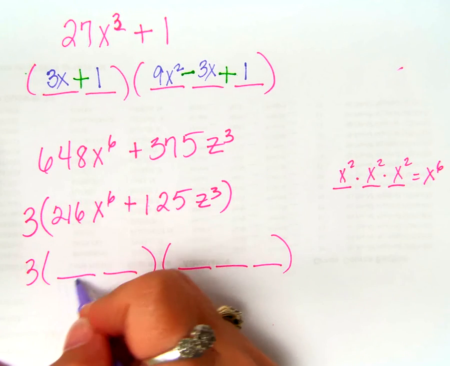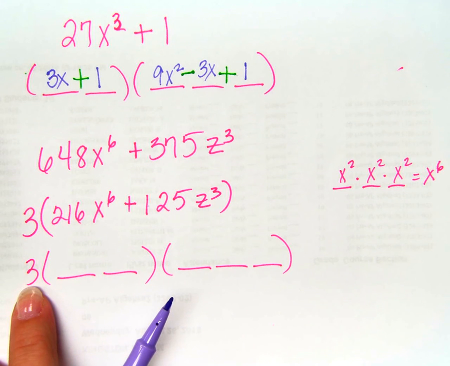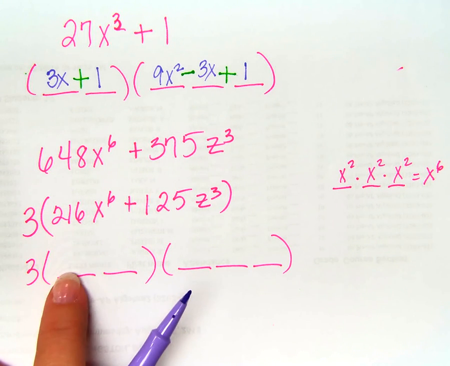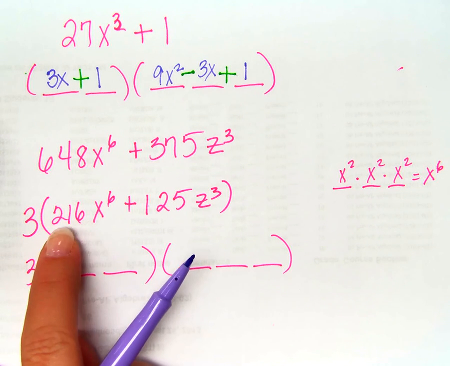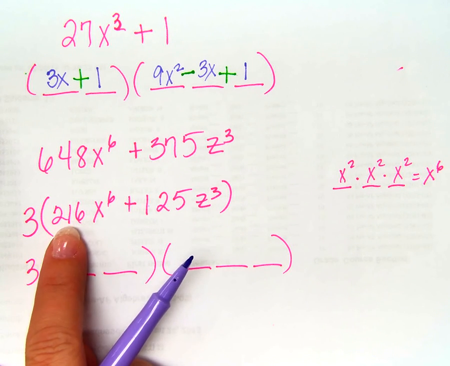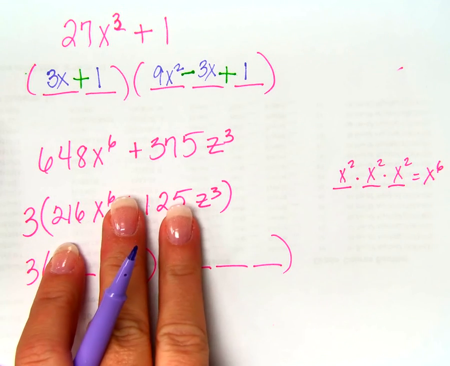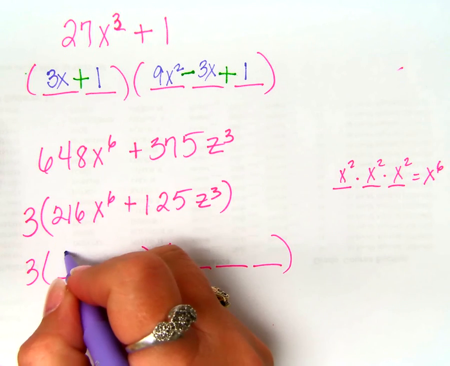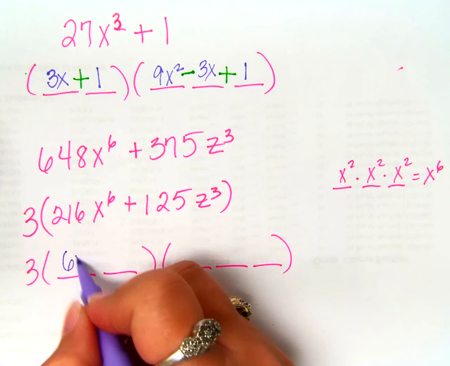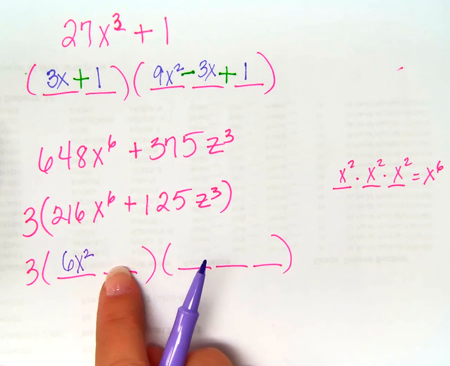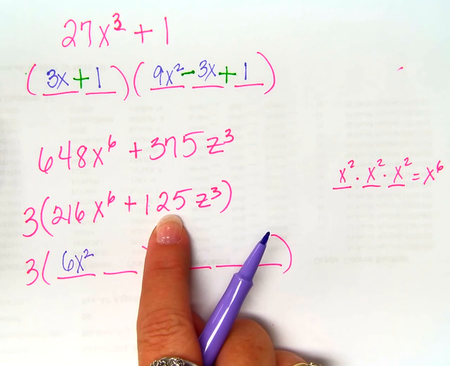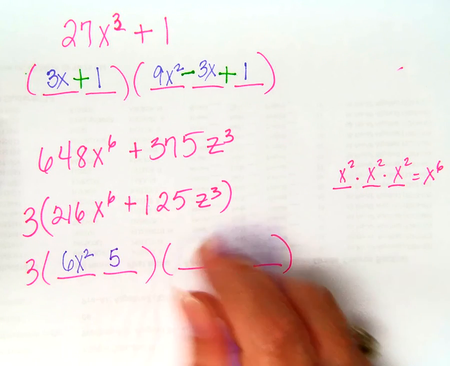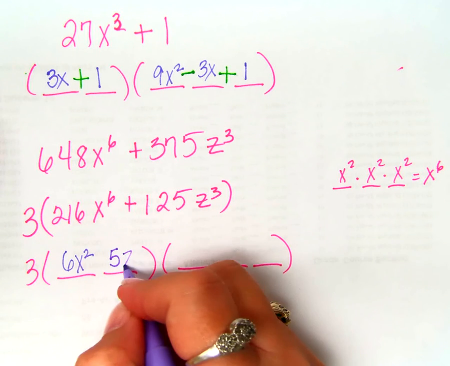What goes in the first term right here? Wait, what are we doing with the 3? We just drag it along, right? Okay, so what goes in the first term in the binomial? What's the cube root of 216? What times itself is 216? 6. So 6x squared, absolutely. What goes here? Second term in the binomial? 5z. Good job.